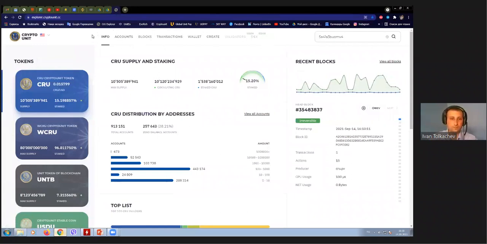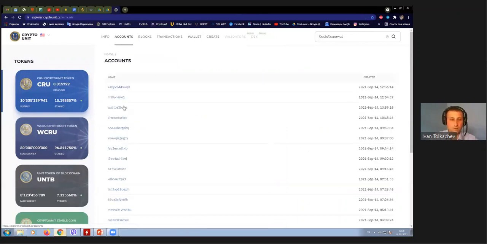Let's start. At the top, you have the dashboard of the Blockchain Explorer. The first tab is Info, where you can find information and statistics about the tokens and the blockchain, and later we will come back to it to explore it in detail. The next tab is Accounts. Here, you may get access to all those accounts created on the blockchain.